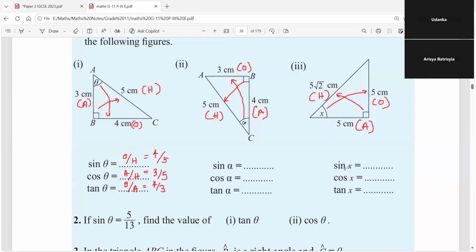Can you find the other two? What is the sine? What is the cos? What is the tan? Like that, quickly.